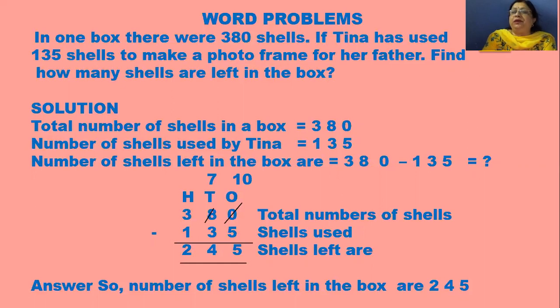As in word problems, we'll write the complete answer. If we write 245, it will be wrong. We have to write down the answer in the form of a sentence. So the answer will be, the number of shells left in the box are 245.